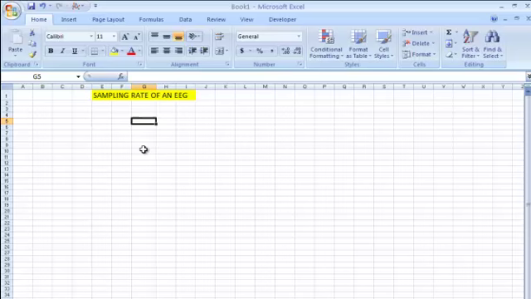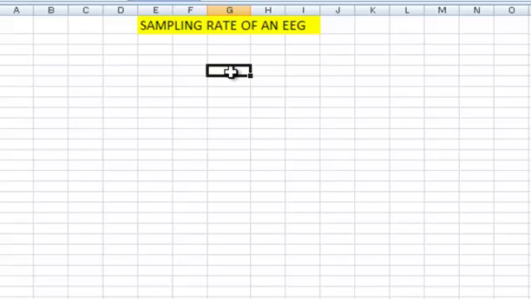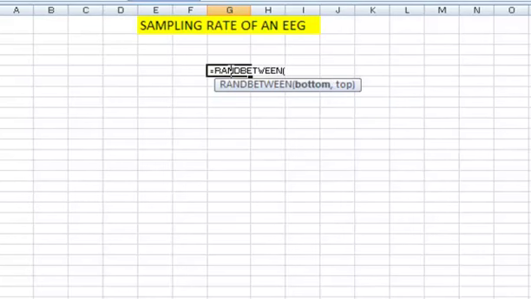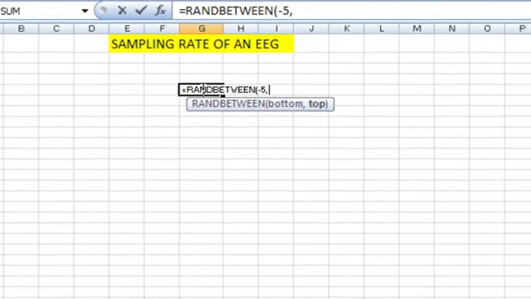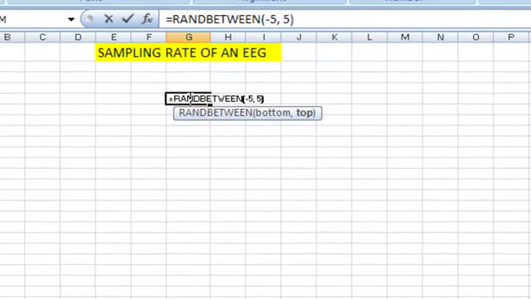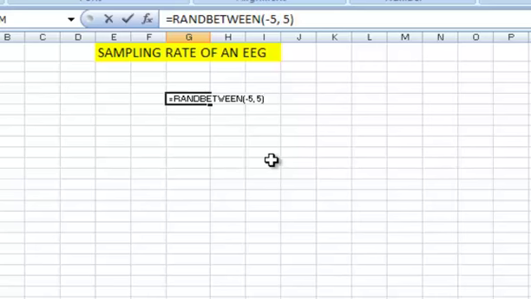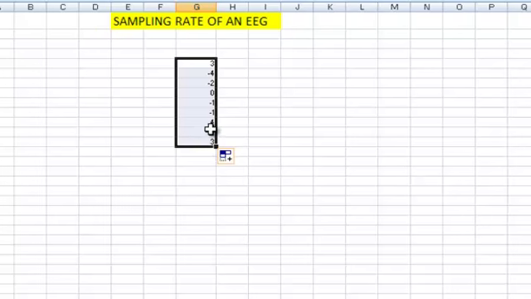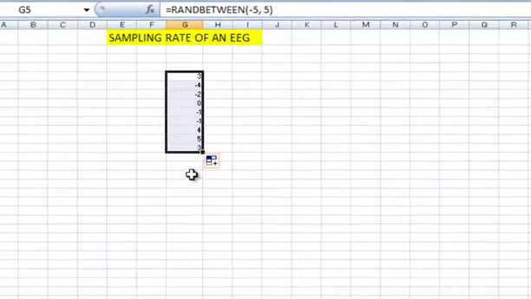So let's try to simulate something on this Excel sheet. Here I'll create some random numbers. What we will try to do is create random numbers between -5 and 5. This is the first number, -2. And I'll pull it to increase the number of random numbers. So we have 3, 4, 5, 6, 7, 8, 9 random numbers here.